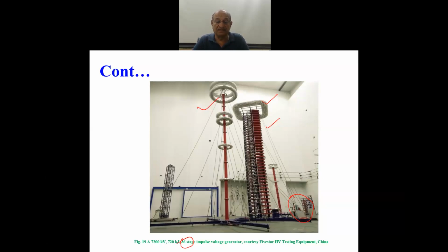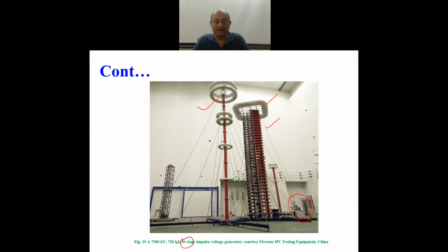But the breakdown begins from the first stage, and the gap distance is set in such a way that for the desired input voltage, the gap distance between the spheres in the first stage should not trigger, should not lead to breakdown. That means the gap distance should be higher than the breakdown voltage or setting voltage of the first stage.